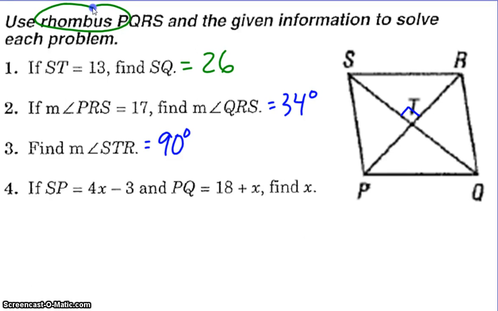The last one gives me a measure of a side, 4x minus 3, and another side of 18 plus x. And in a rhombus, I know that all of the sides are congruent to each other, so I can set 4x minus 3 equal to 18 plus x and solve for the measure of x.